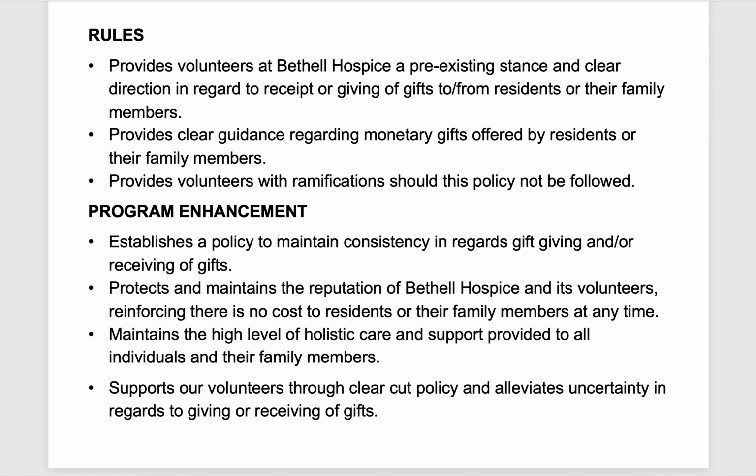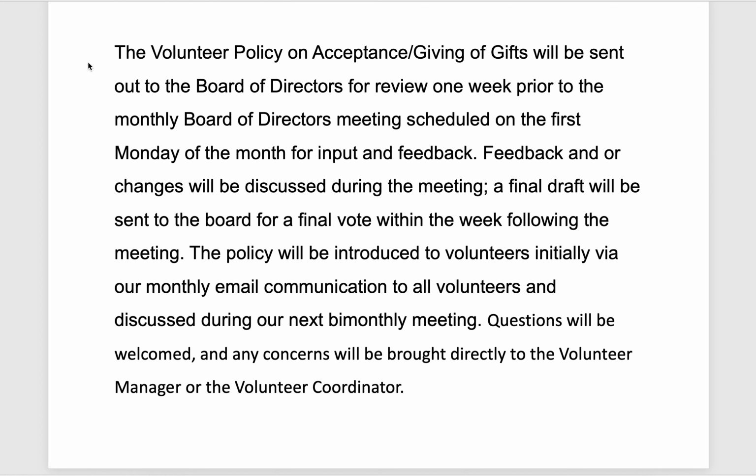The final part of Part A is explaining how the policy and procedure will be rolled out. You can see this policy and procedure is going to be sent to the Board of Directors for review. Then it is going to be edited and the final draft will be sent out. The policy is going to be introduced to the volunteers during their monthly email communications, during bi-monthly meetings, and there's also a way that they can connect with the volunteer manager to have any of their questions or concerns addressed.